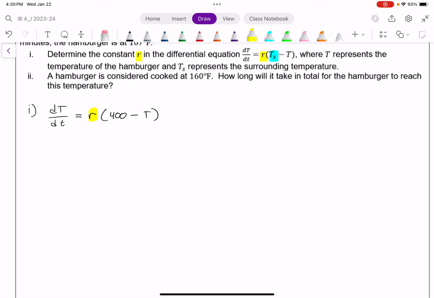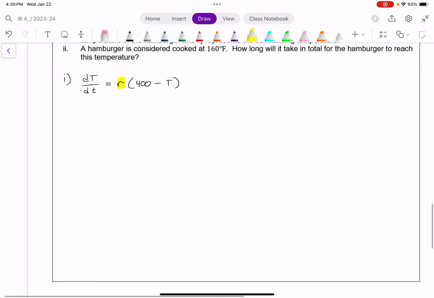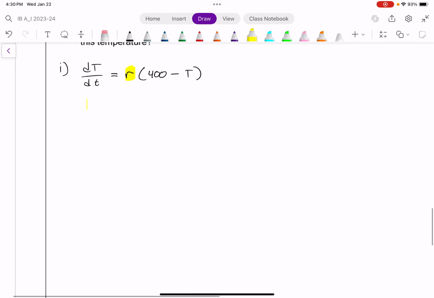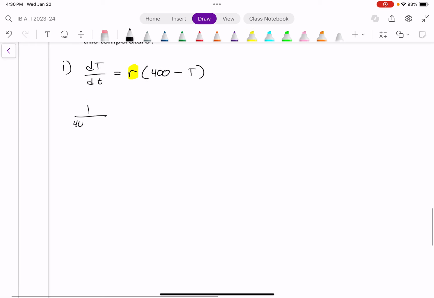All right, how do we figure this out? Well, let's separate the variables and integrate to determine the general solution to this differential equation. I'm going to divide both sides by 400 minus T. And so on this side, I have 1 over 400 minus T times dT. On the other side, I just have R times dt. And I want to integrate each of these.